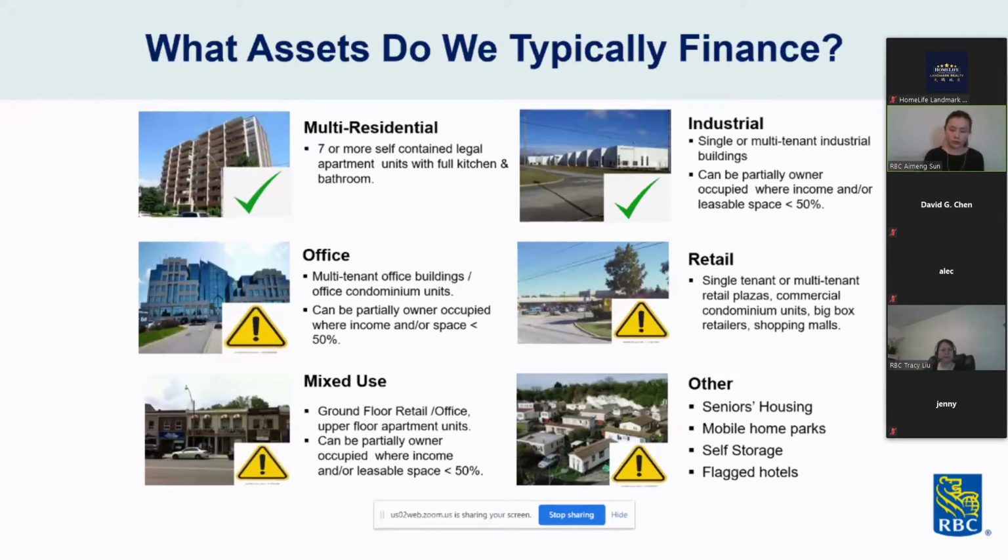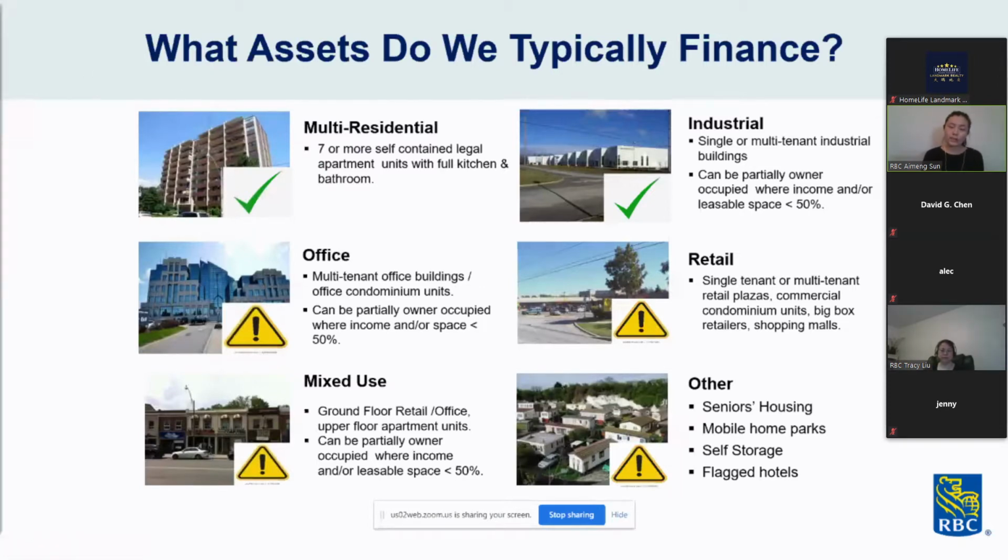So that's for multi-residential. Industrial buildings can have one or multiple tenants, and similar to multi-residential, the maximum loan amount is 75% if the property is located in the GTA. So very often, the owner can occupy some of the space for their own operating company.